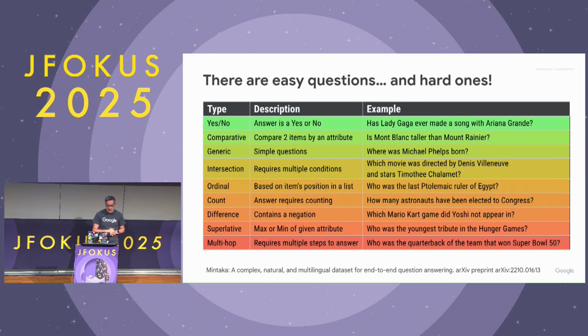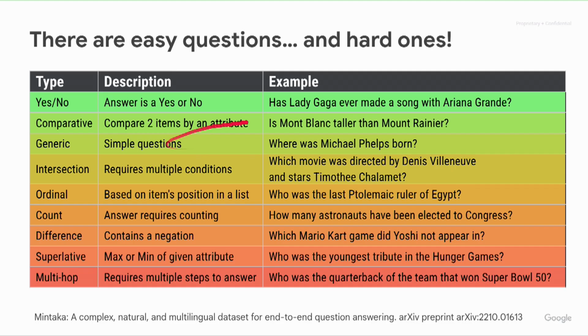So time to conclude and maybe have a few questions. There are questions that are easy and questions that are much harder. So simple yes, no kind of questions are easy, or finding the altitude of a mountain, it's easy. But then there are questions, especially what I call the multi-hop kind of questions, that are much harder because they require several hops, several questions before you can actually give the final answer.